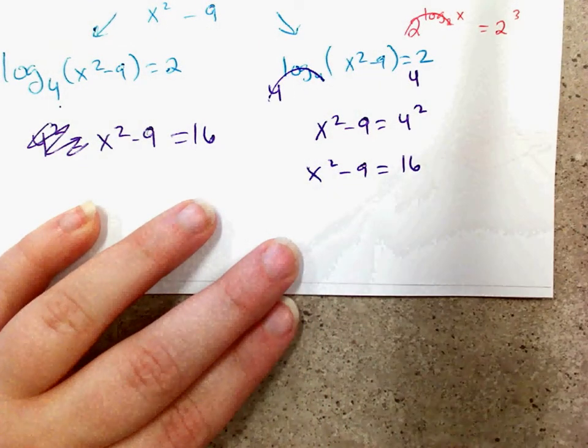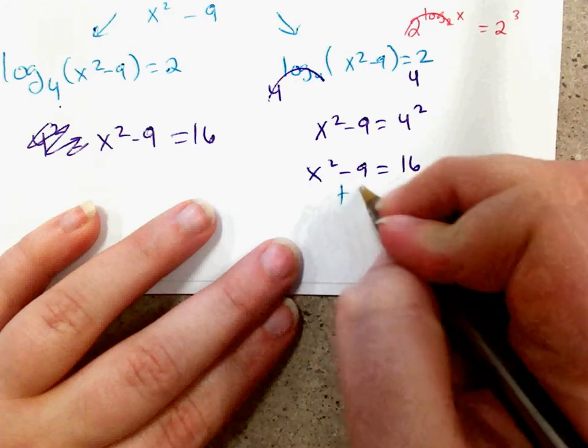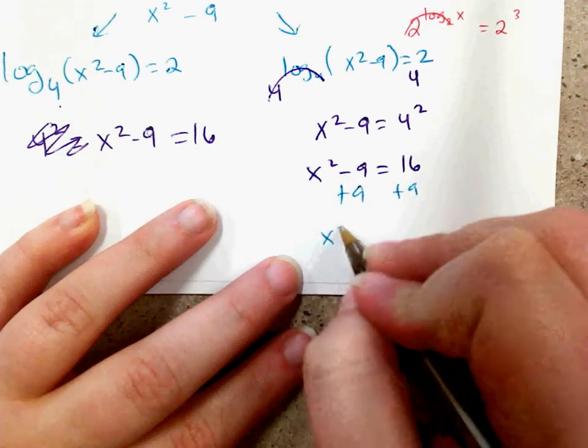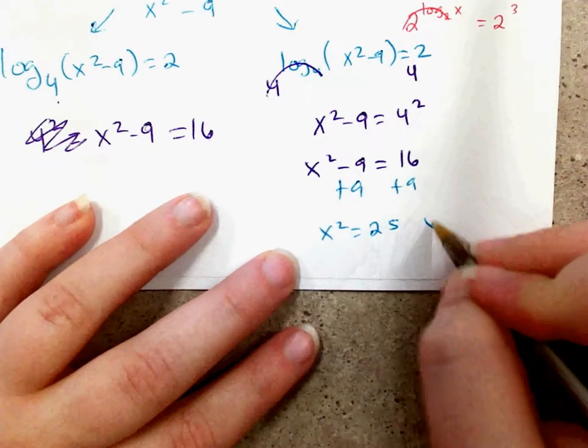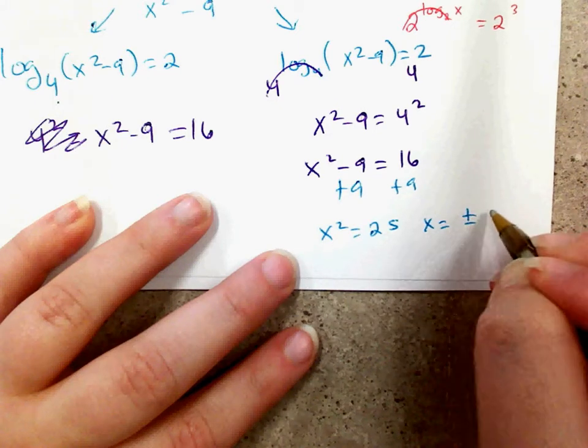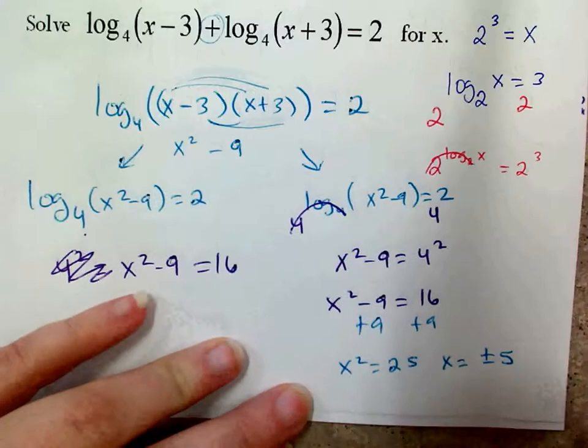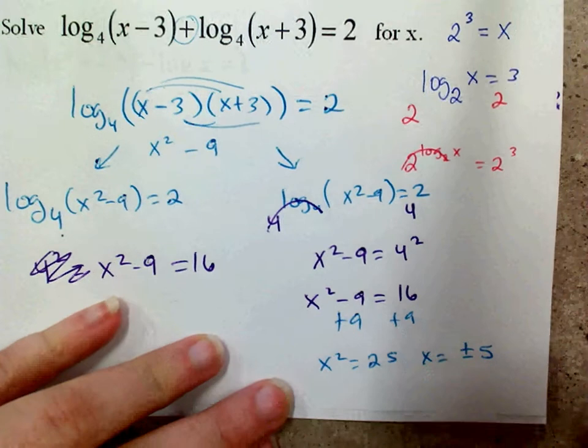What are you going to do to solve? Add 9. When you add 9, what do you get? X squared equals 25. So what does x equal? Plus or minus 5. Agreed. Okay, so I've got plus and minus 5.